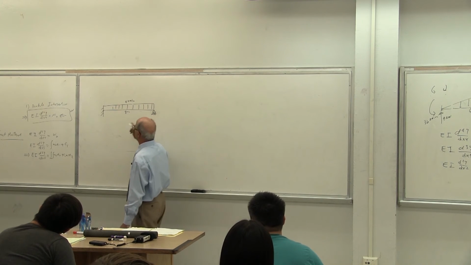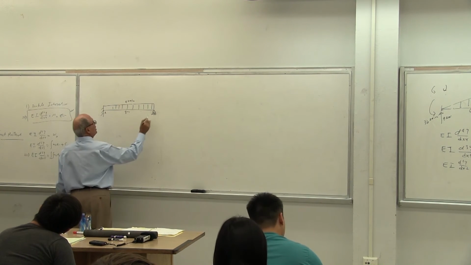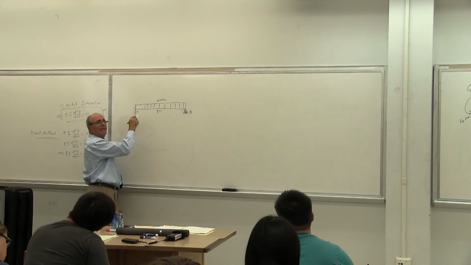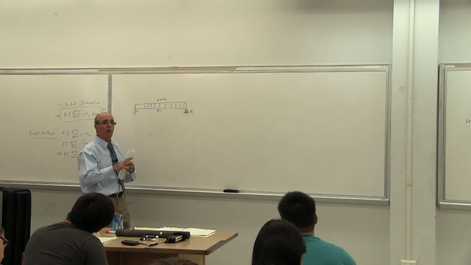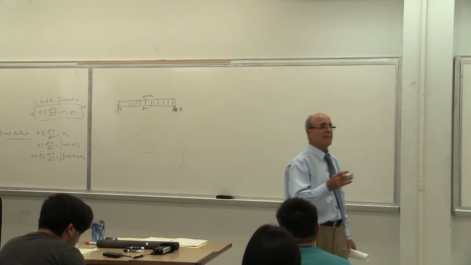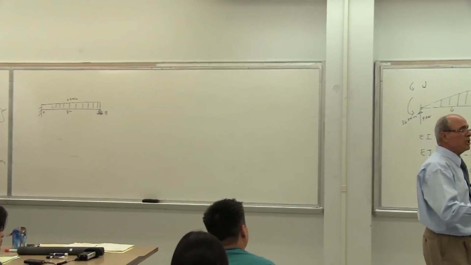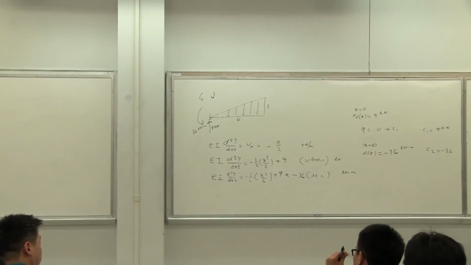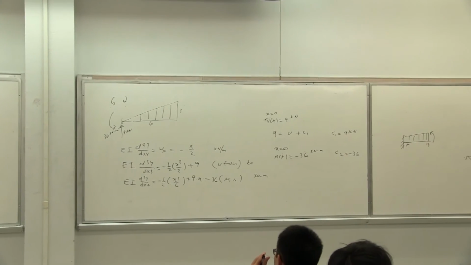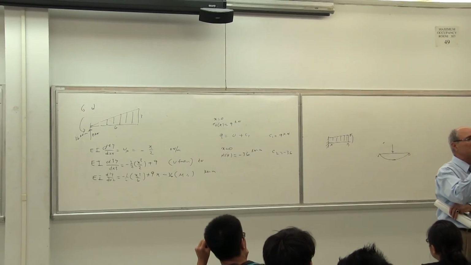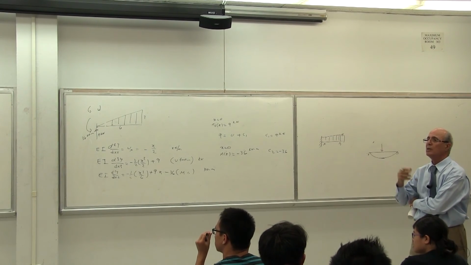You have R, here let's put point A, here point B. You have RA, RB, MA, and AX, yes or no? So you have 4 unknowns, and you have 3 equations of equilibrium, granted. Sigma Fx equal to 0, AX is 0, 1 equation gone, 1 unknown gone, still 3 unknowns, 2 equations left: sigma Fy equal to 0 and sigma M about either A or B.